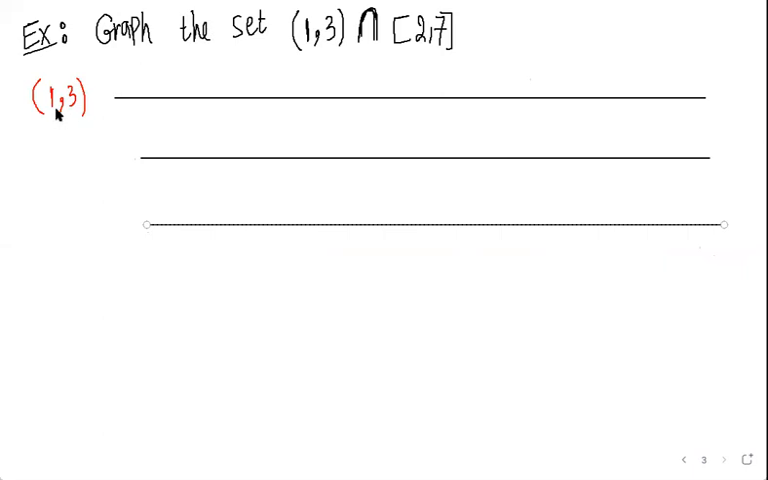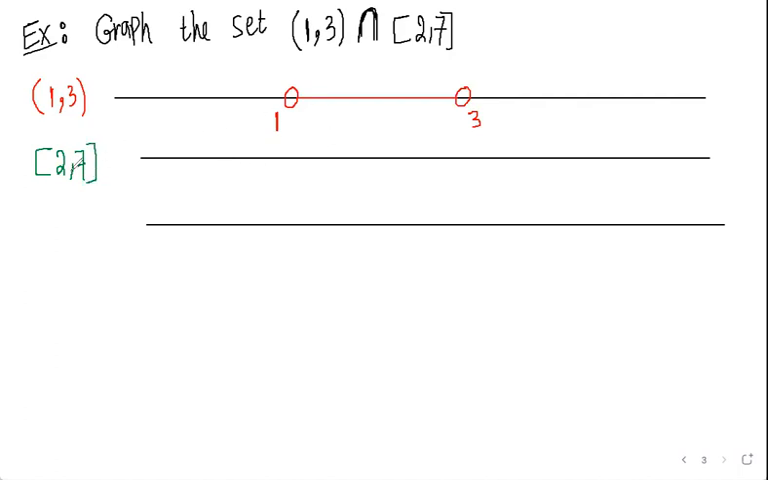So the graph for the first one, from 1 to 3, we have an open circle at 1. So this is, suppose, my 1 here, and this is 3. And we have a line between 1 and 3, like this. So this is 1 here, this is 3. My second interval is a closed interval from 2 to 7.